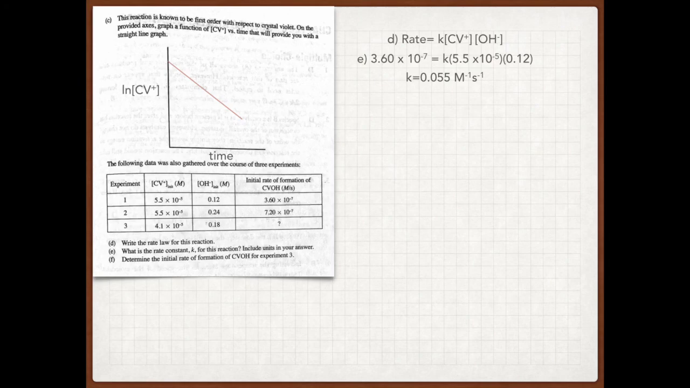Finally, it says determine the initial rate of formation in experiment 3. So all I have to do is plug in my value. So I know my rate equals my rate constant, 0.055, times my concentration of Cv plus, times my concentration of OH minus. I solve for my rate, and it's 4.1 times 10 to the negative 7th, and my units are molar per second, and that is it.